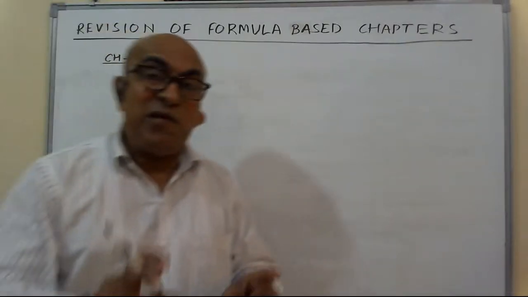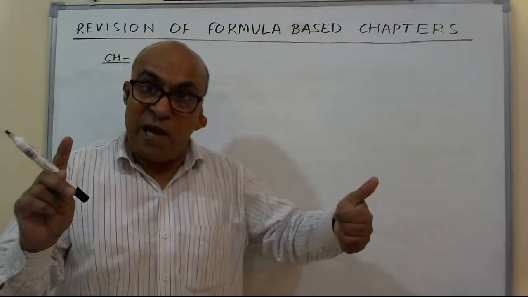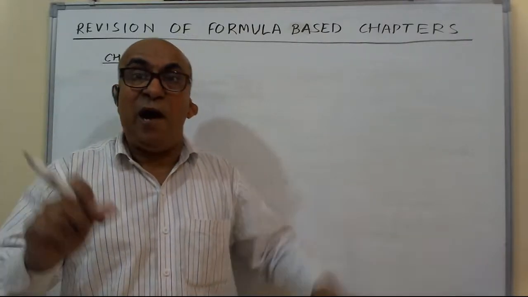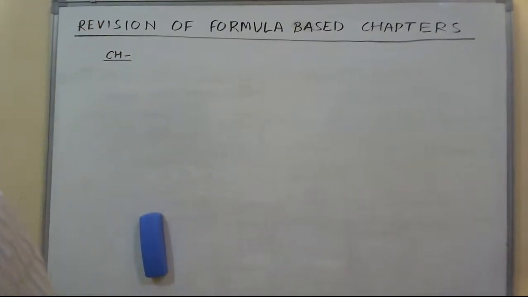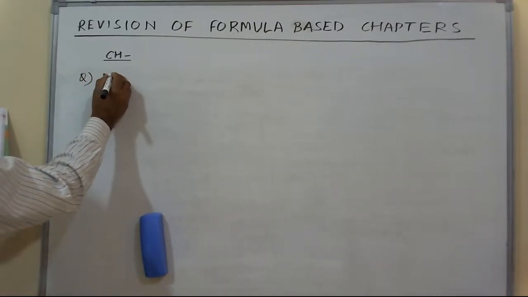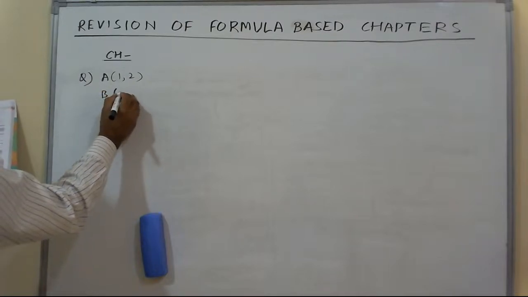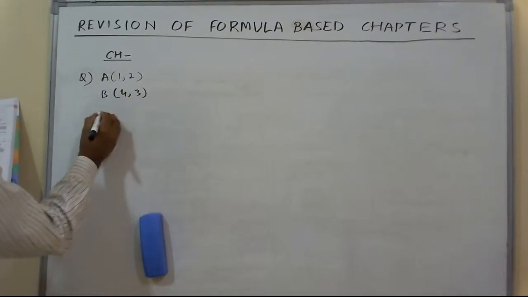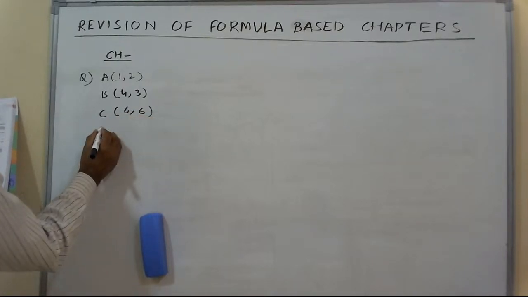So there are two types of questions here. Two things you have to know: how to find the distance between points, and the section formula for the ratio. So I'm telling you one question. These are the coordinates of 4 points: the first is (1, 2), the second point is (4, 3), the third point is (6, 6), and the last point is D.